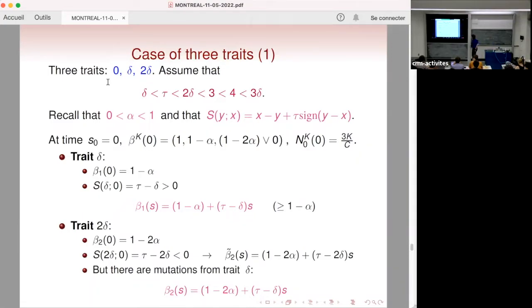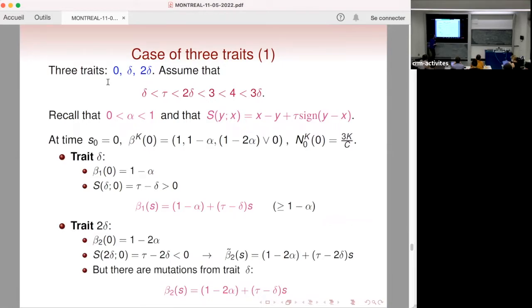So it's very hard to give you a complete proof, but I would like to show you how we can use such dynamics in the case of a very simple, it seems simple, case of 3 traits: 0, delta, 2 delta. I take tau between delta and 2 delta, and 2 delta, the greater trait, is less than 3. That means that here the growth rate will always be positive. We will not have extinction. We try to understand this phenomenon of re-emergence.